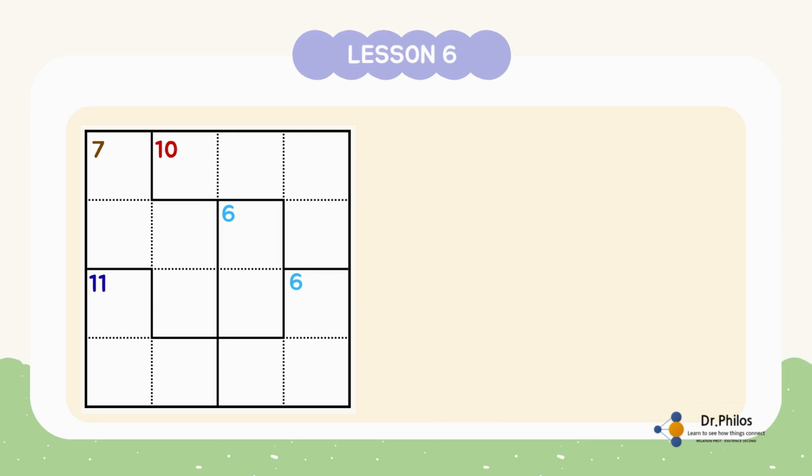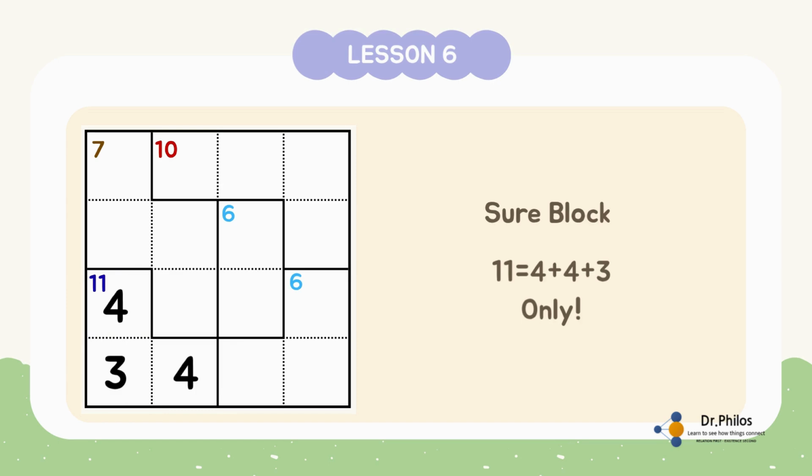There's a sure block. It's the block that makes 11. Why is that a sure block? The only way to make 11 with 3 numbers is 4 plus 4 plus 3. So I don't make a duplicate, I have to put 3 in 4, 1. And I'll put 4 in 3, 1 and 4, 2.